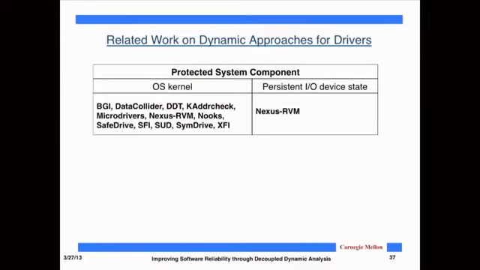The other dimension to look at for dynamic approaches is what system components they are protecting. Most of the work has been in protecting the operating system kernel. It's only recently that people started looking at protecting the I/O device state, and Guardrail falls into that space. We thought that was an interesting area to go after. The other space is well congested, with a lot of good work and interesting results, so I decided to pursue this fairly new space.